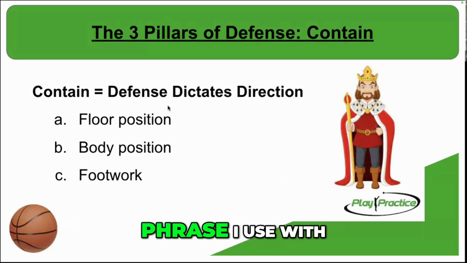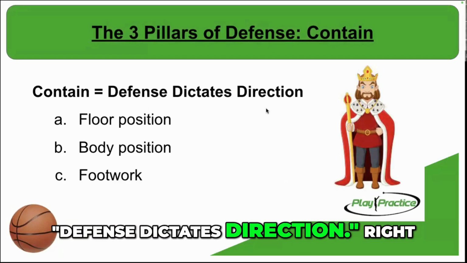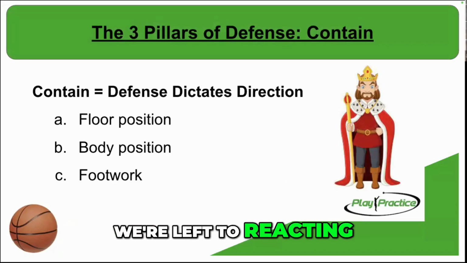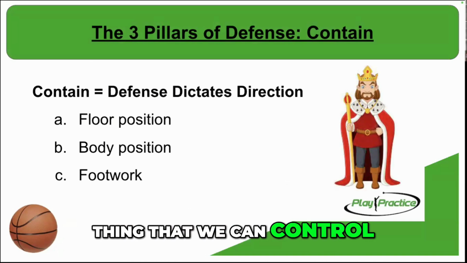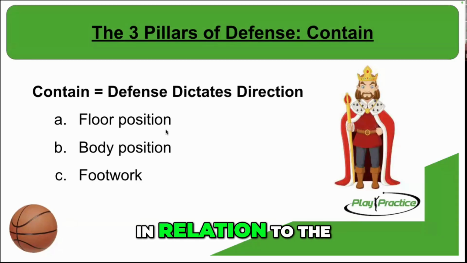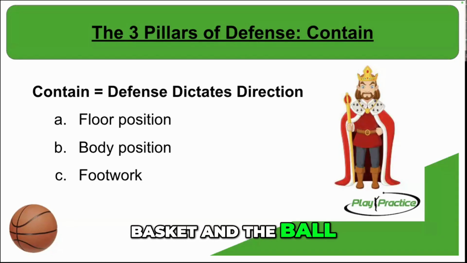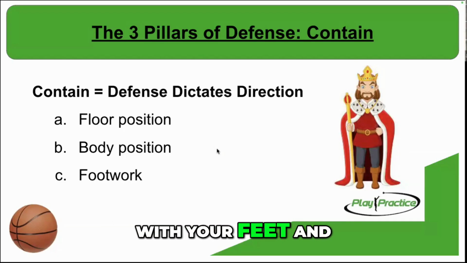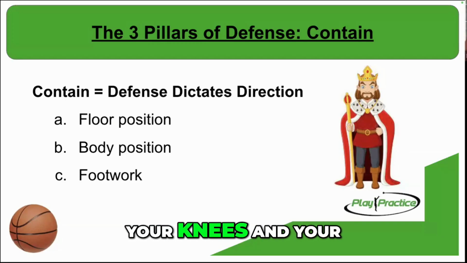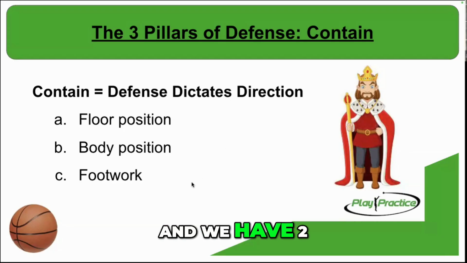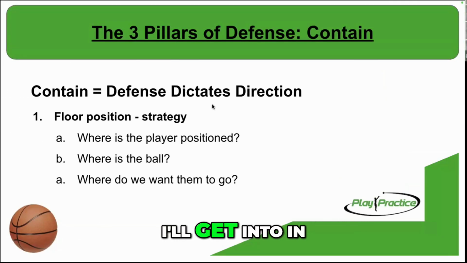I have a phrase I use with players a lot. Defense dictates direction, right? We can't always dictate the timing or the spacing or a lot of the other aspects that happen when we're playing defense. We're left reacting a lot. But direction is one thing that we can control. And we do that with floor position first. So where are you in relation to the basket and the ball, angle of the floor, all of that. Second is body position. How are you positioned with your feet, your bend of your knees, and your stick arm, as we like to call it. And then thirdly is footwork. We have two letters of the alphabet we use for footwork, which I'll get into in a sec.